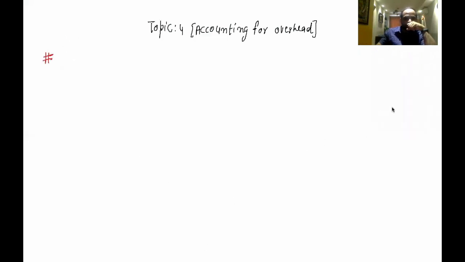So again, we continue topic 4, which is accounting for overhead. What we're going to study in today's lecture is the overhead cost estimation method.